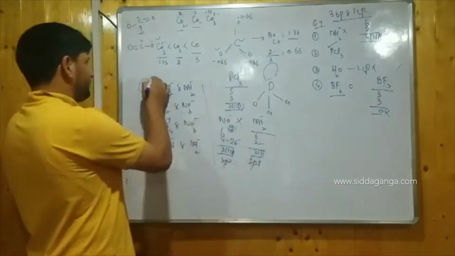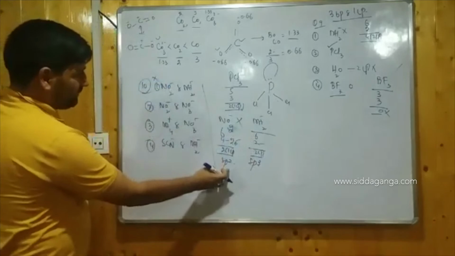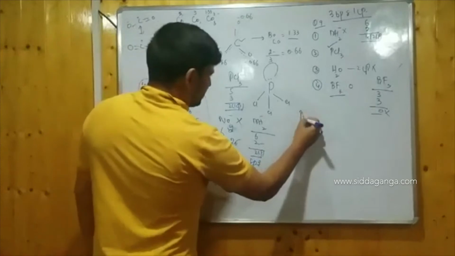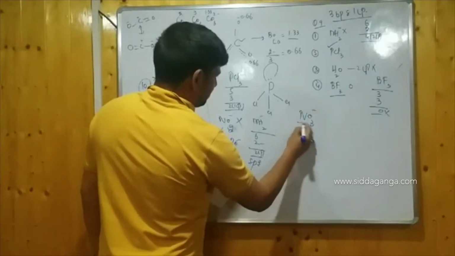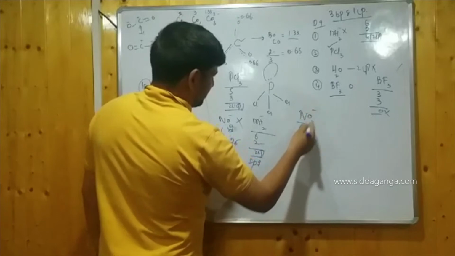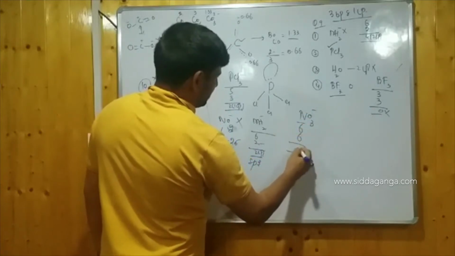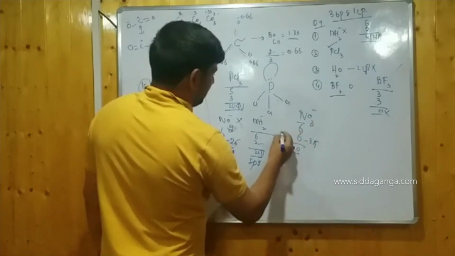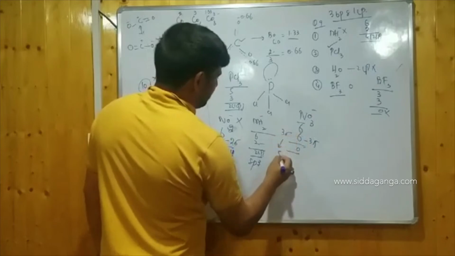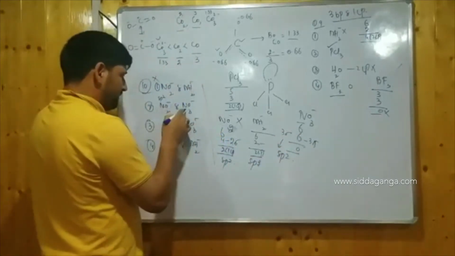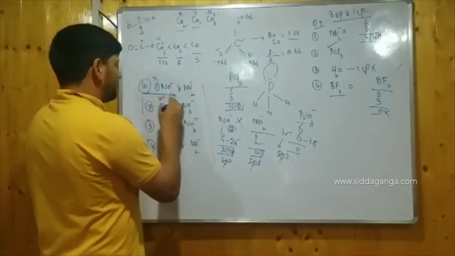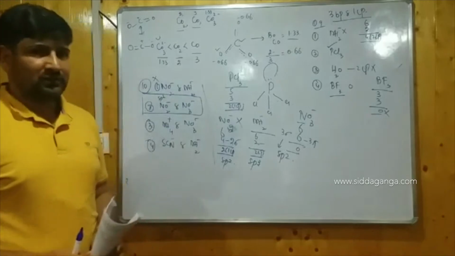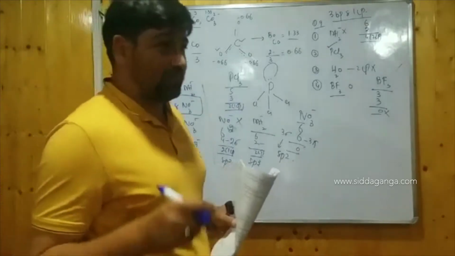NH2 minus is sp3, so the first one is not a correct option. NO2 minus we found earlier is sp2. What about NO3 minus? Nitrogen, valence electrons 5, gained 1, 6, bonds made 6, remaining electrons 0, minus 3 pi, because with oxygen it will make 2 bonds. Total number of sigma bonds will be 3. Hybridization sp2. NO2 minus is sp2, NO3 minus is sp2. So our correct option will be option 2. NO2 minus and NO3 minus will have the same hybridization of central atom.